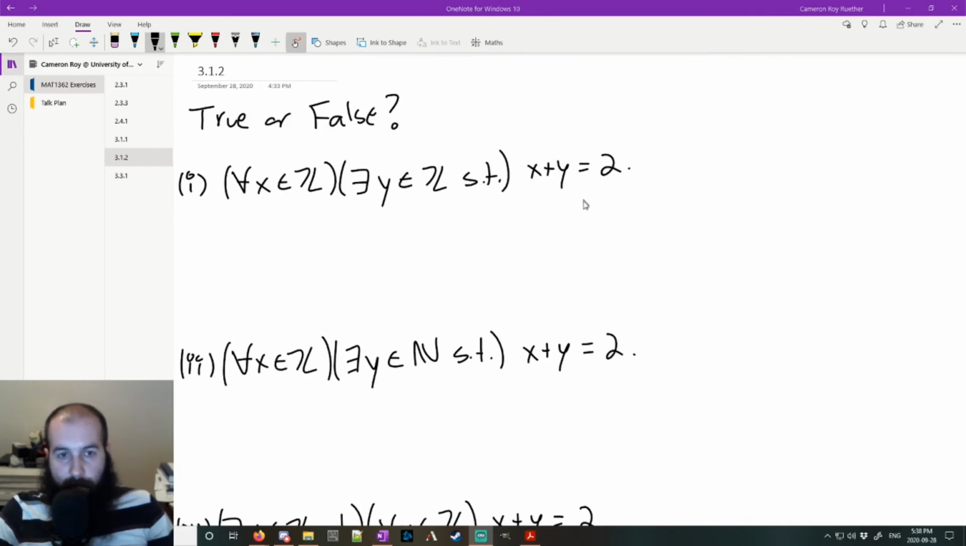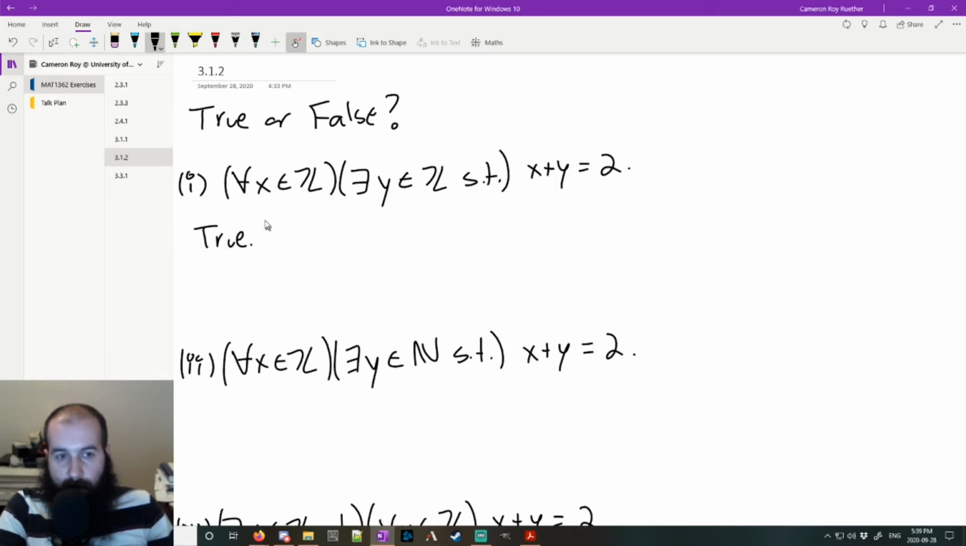3.1.2 gives us 5 quantified statements and asks us if each is true or false. So we'll go through, say whether it's true or false, and give an explanation. The first says that for all integers x, there exists a y, which is another integer, such that x plus y is equal to 2. An important thing to remember when reading such statements is that variables which are introduced later can depend on variables which were introduced first. So here, y gets to, in some sense, know what x is before it's chosen. So this ends up being true.